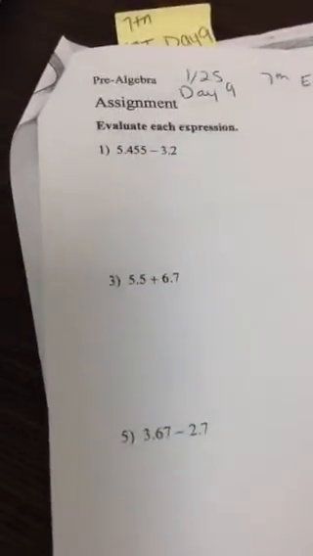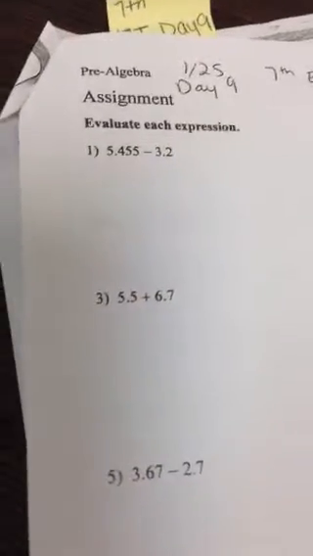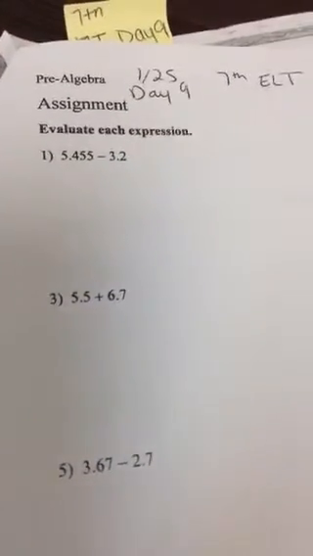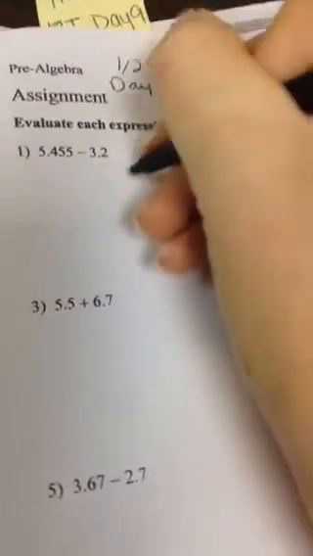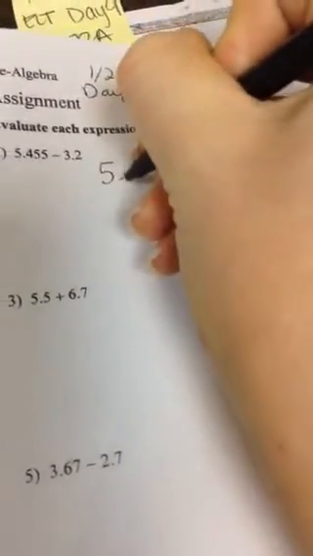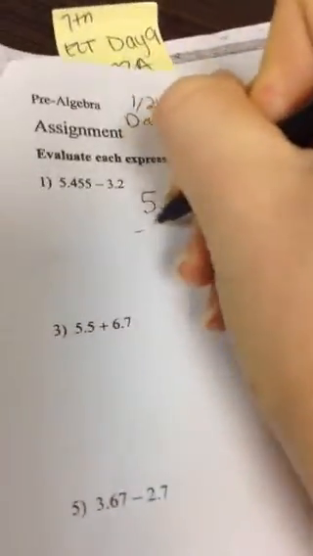Hey all, for ELT today, you are going over some decimal operations first. So when I add or subtract decimals, I always line up the dot and then I give it all I've got.